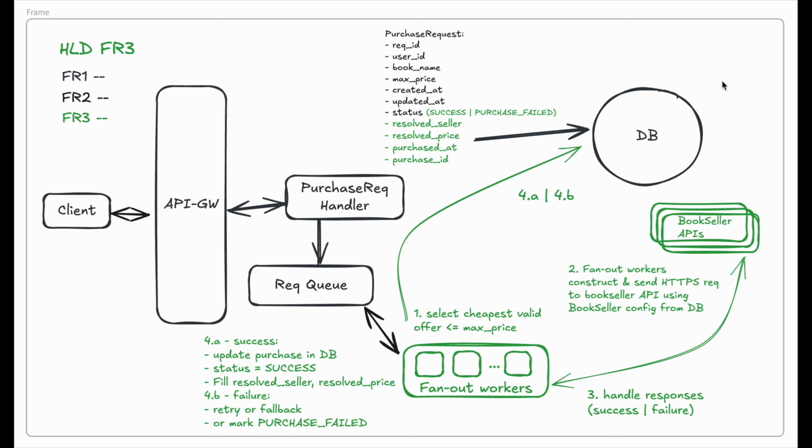If the purchase succeeds, we update the request to success and log the seller, final price, and timestamp. If it fails, due to a timeout, rejection, or payment issue, we may retry, fall back to the next best offer, or return a purchase failed status instead. And this design helps deliver a fast, seamless purchase experience and lets the system handle edge cases intelligently in the background.